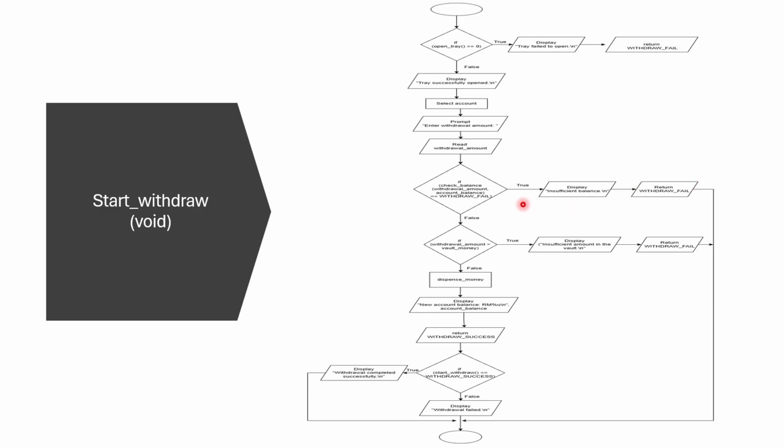it will display insufficient balance and it will return withdraw fail. If false, it will go to another if function: if the amount is higher than the vault money, if the condition is true, it will display insufficient balance in the vault and return withdraw fail. If the condition is false, it will dispense money and display new account balance and return withdraw success. And we go to the last if function: if start withdraw is equal to withdraw success, if the condition is true, we will display withdrawal completed successfully. And if the condition is false, we will display withdrawal failed. And this is the end of the withdrawal flow chart.